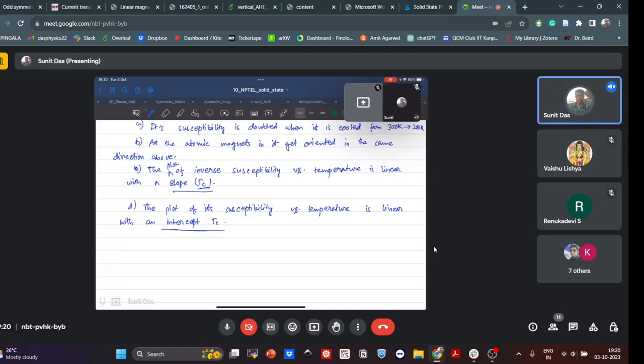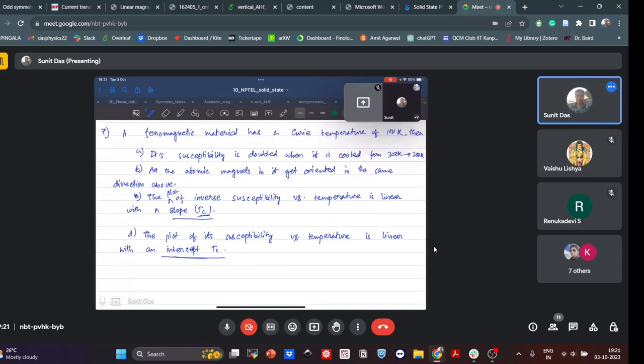So yeah, try to find out. It will be easy. So the ferromagnetic material has a Curie temperature of 100 K. Tc is given. That means this is Tc.